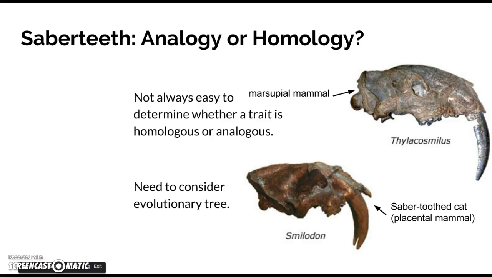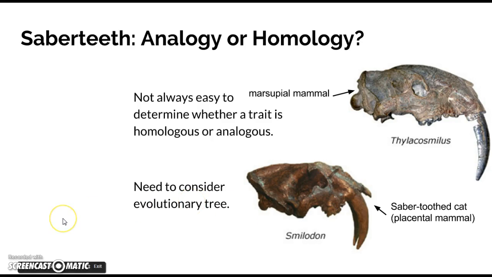All right, let's look at another example from mammals and marsupials. It's not always easy to tell. Here we have Thylacus similis. Say that 3 times fast. Say it 1 time fast if you can. This was a marsupial, kind of like a Tasmanian tiger, but saber-toothed. And then we have Smilodon, which was a placental mammal, a saber-toothed cat.